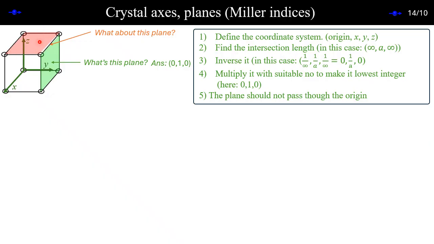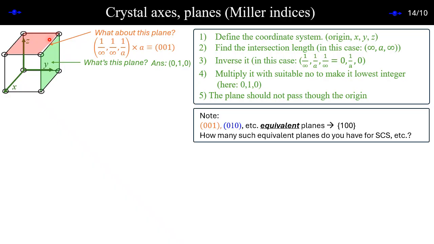So what about this plane? Can you find Miller indices for this plane? Very good. Like this? So these are called equivalent planes, generally defined with this curved bracket. For a simple cube, this plane and any parallel planes, for example 0, 1, 0 and 0, 2, 0, are exactly the same. But here, these two planes are also identical, because whatever lattice environment you have for this plane, you have the same environment here.